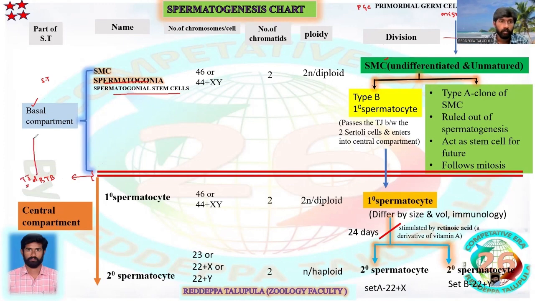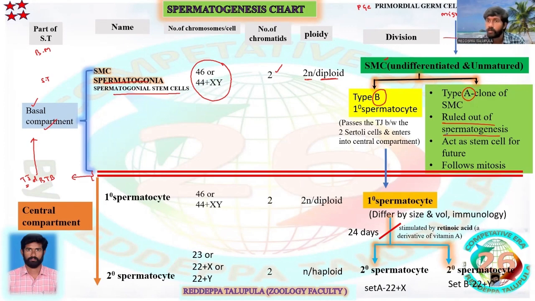Now, here is the basement membrane. It is the basal compartment. In the basal compartment, spermatogonial stem cells have 46 or 44 plus XY. Number of chromatids will be 2. Ploidy will be 2N or diploid ploidy. Division: if you talk about the cell, SMC, an undifferentiated and unmatured cell, when there is mitotic amplification, it causes the development of type B and type A cell.